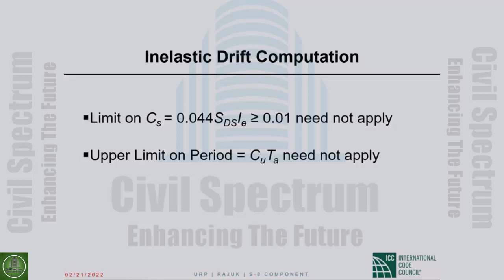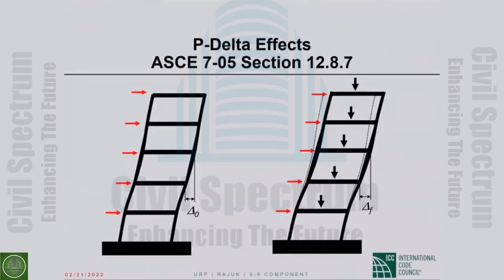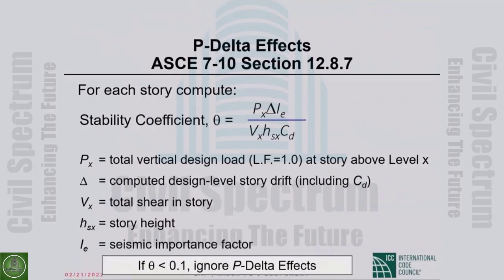But that is for force calculations only. For deflection calculations, that limit need not apply. So those two need not apply items you have to be very definitely aware of. Now, P delta effects are things that you are familiar with. Under lateral loads only, this would be the interstory drift. When you consider the gravity sitting on the frame, that interstory drift increases from delta sub 0 to delta sub f as shown in the picture.